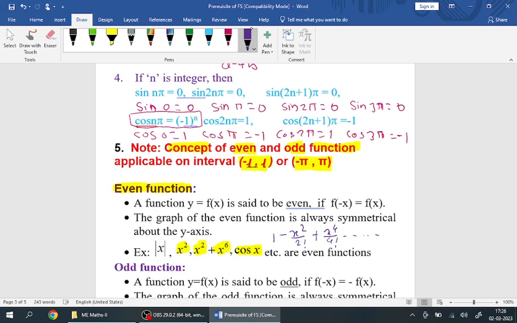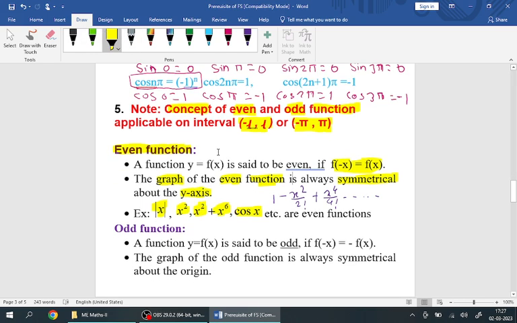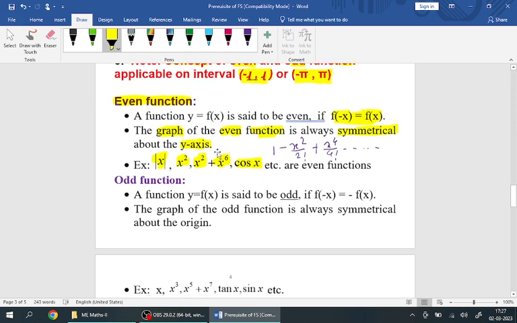Mod x is also an even function. We'll come to that, why it is even. Actually, the graph of mod x is symmetric about the y-axis. So the graph of an even function is symmetrical about the y-axis. And the mathematical condition is also there: whenever f of minus x is equal to f of x, the function is even. I will show you the graphs of these functions, so wait for that.